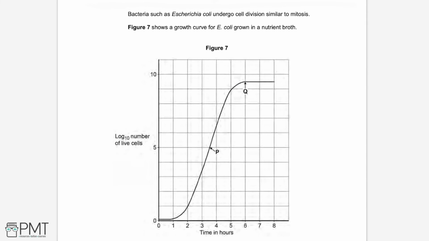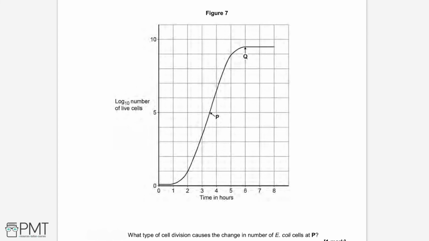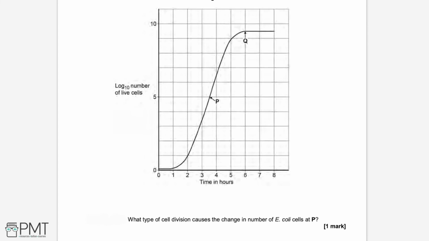Bacteria, such as Escherichia coli, undergo cell division similar to mitosis. Figure 7 shows a growth curve for E. coli grown in a nutrient broth. So if we have a look at the graph, we can see that the y-axis is the log 10 number of live cells, and the x-axis is the time in hours.